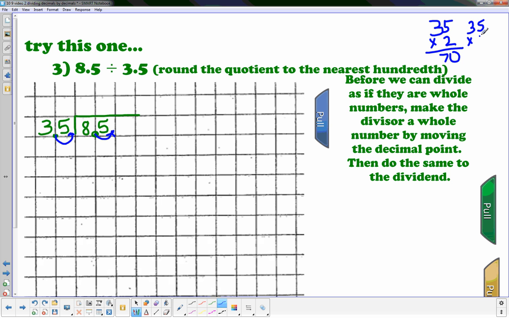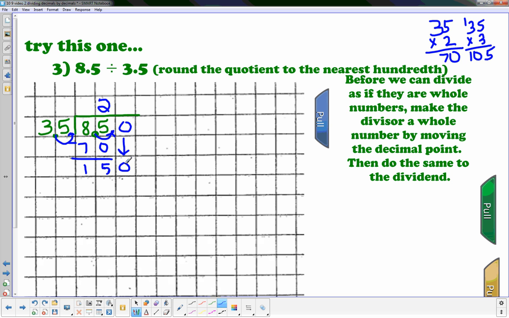35 times 3, 105. So what's the closest I can get to 85? That would be 2 times 35 is 70. Subtract. All right, I've got 15. Now remember, we're not going to have any remainders. So I need to add a 0, and I need to keep going.